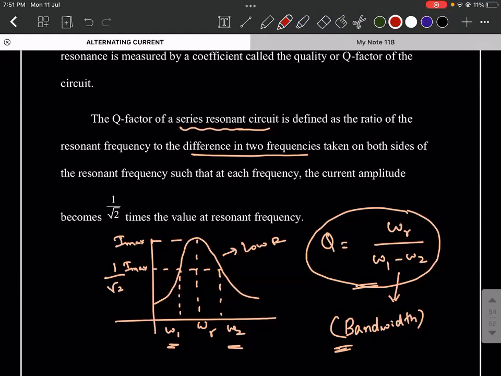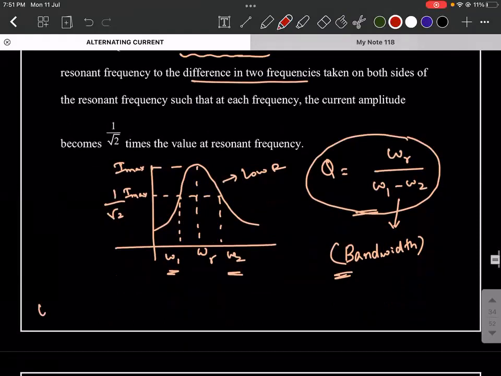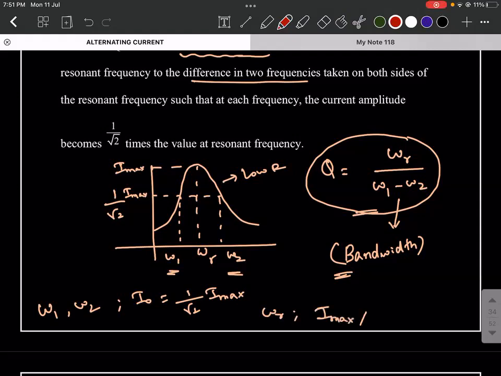Am I clear? Yes, sir. So at omega 1 and omega 2, the value of I naught will be 1 by root 2 times I max, and the value at omega r will be equal to I max.